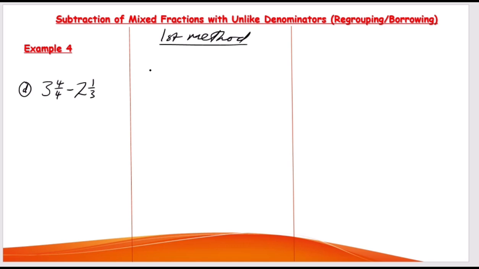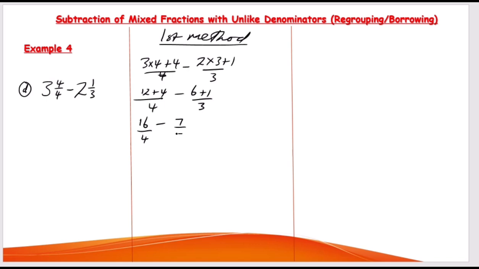So using the first method, we multiply the whole number with the denominator and we add it to the numerator. That is 3 times 4 plus 4 over 4 minus 2 times 3 plus 1 over 3. So this will be 12 plus 4 over 4 minus 6 plus 1 over 3. 12 plus 4, that will give me 16 over 4 minus 7 over 3.